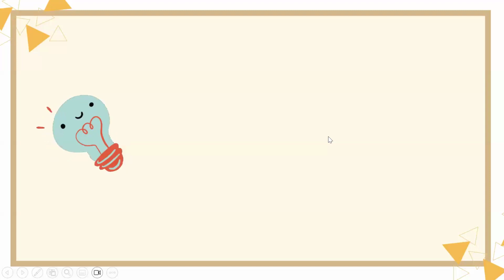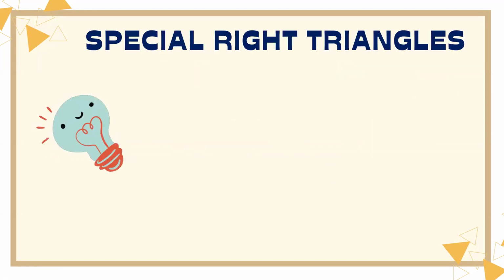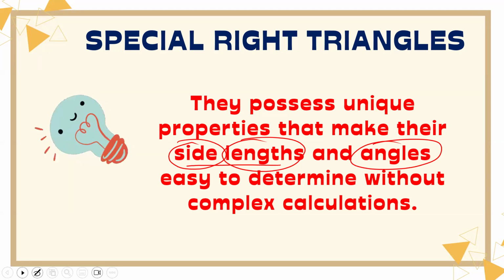Okay, so for today's lesson, our lesson would be about special right triangles. So what are these special right triangles? These are triangles which possess unique properties that make their side lengths and angles easy to determine without complex calculations. That means the side lengths of each of the triangles and their angles have special relationships which make calculations much easier.